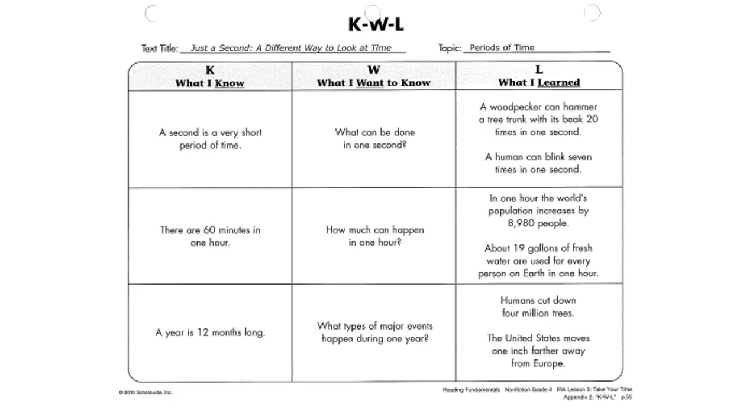And what I learned, that book was loaded with tons of information. A woodpecker can hammer a tree trunk with its beak 20 times in 1 second. A human can blink 7 times in 1 second. In 1 hour, the world's population increases by 8,980 people. I had no idea about that. About 19 gallons of fresh water are used for every person on Earth in 1 hour. That is scary. Humans cut down 4 million trees. That's even scarier. And the United States moves 1 inch farther away from Europe.